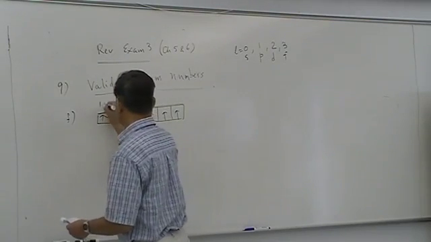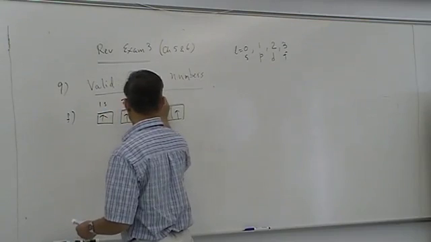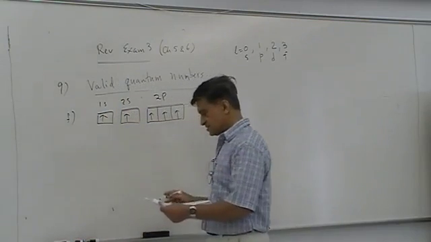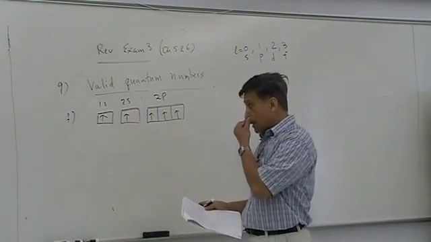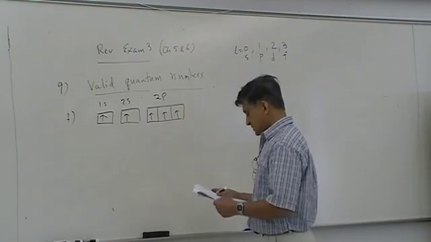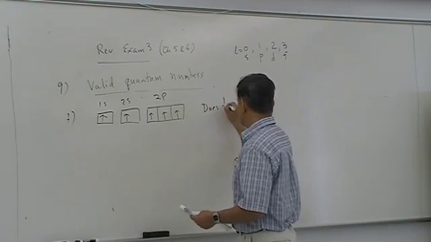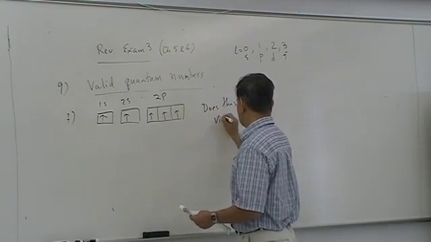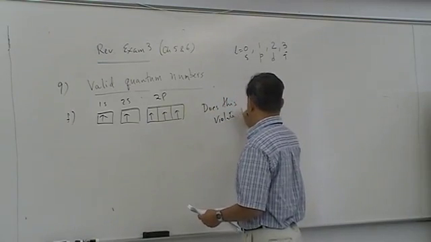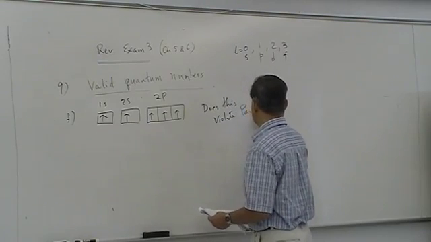This is 1s, this is 2s, this is 2p. These are the 3 orbitals for 2p. Question is, does this violate the Pauli exclusion principle?